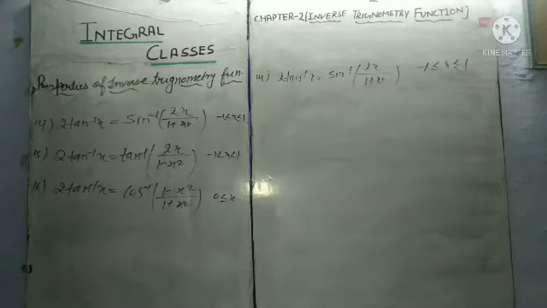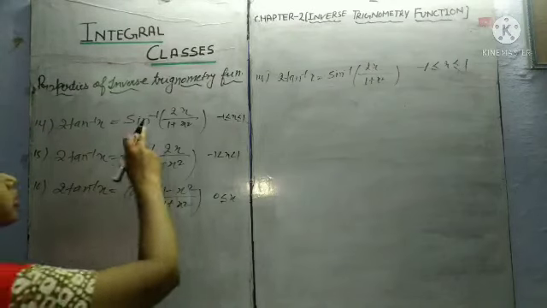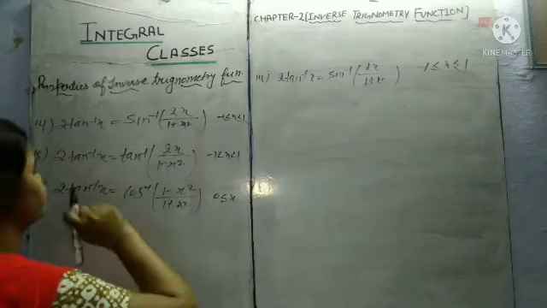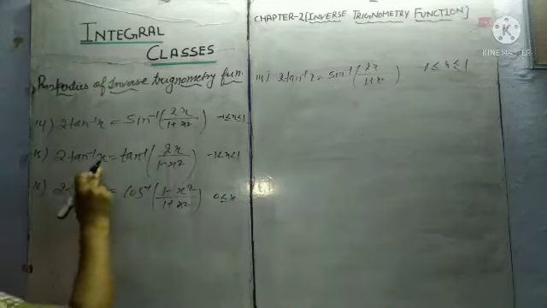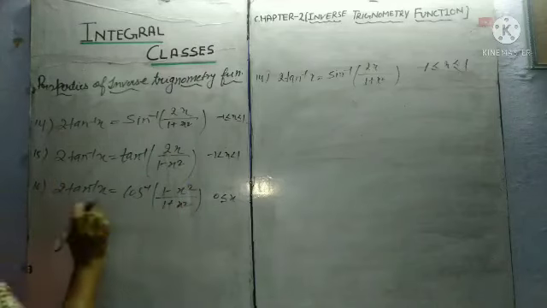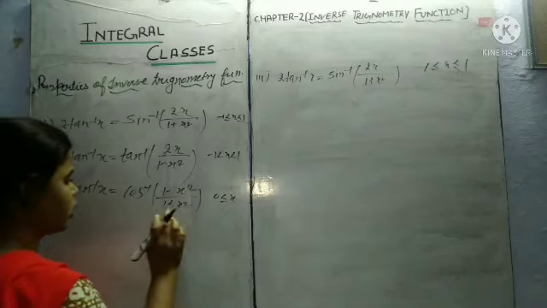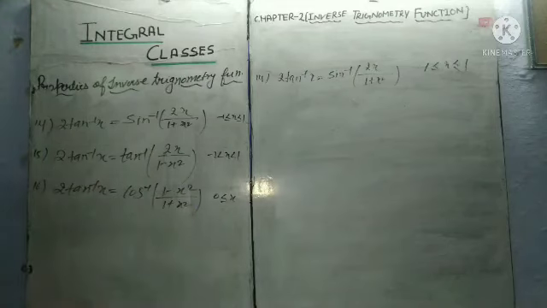Now the last three properties of inverse trigonometry. 2 tan inverse x is equal to sin inverse of 2x upon (1 plus x square). 2 tan inverse x is equal to tan inverse of 2x upon (1 minus x square). 2 tan inverse x is equal to cos inverse of (1 minus x square) upon (1 plus x square).